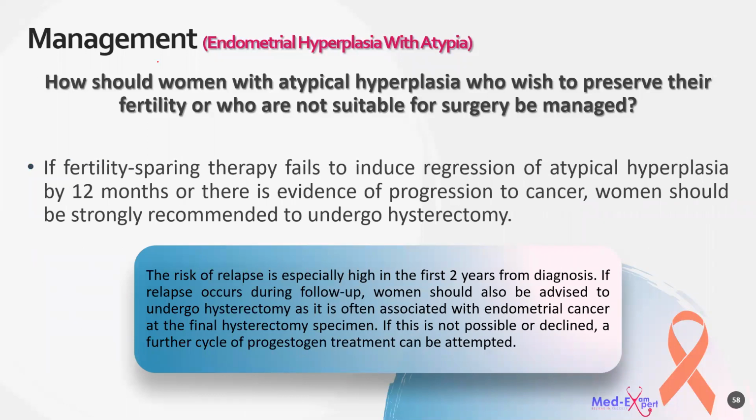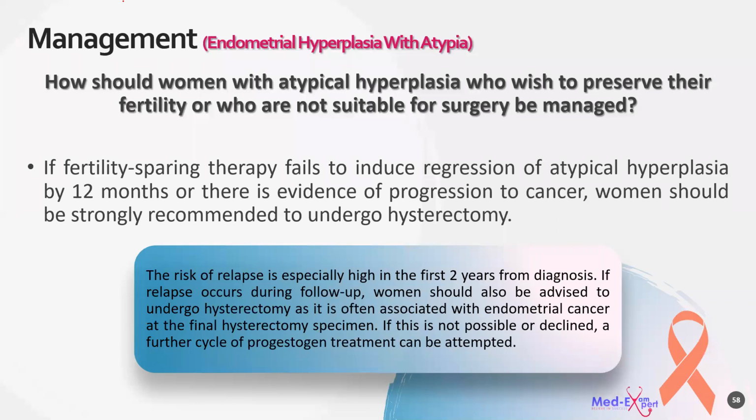If the fertility-sparing therapy, or in other words the progestogen therapy, fails to induce regression of atypical hyperplasia by 12 months, at that point you have to counsel her and strongly recommend that she undergo hysterectomy. The risk of relapse is usually high in the first 2 years from diagnosis. And if relapse occurs during follow-up, women should be advised to undergo hysterectomy, as it's often associated with endometrial cancer in the final hysterectomy specimen.